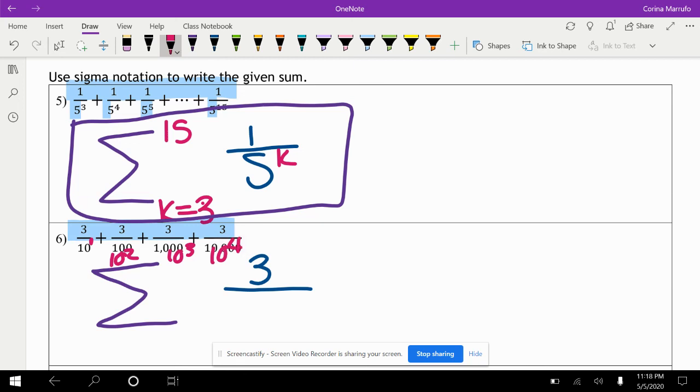Okay, so then that means that we are starting at k equals 1 because our 10 is to the first power, and we end at 10 to the fourth power. So then I'm going to erase this so it doesn't get so messy. This should be 4. So then it's 3 over 10 to the power of k.